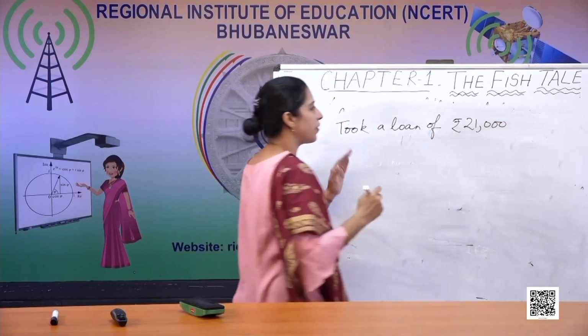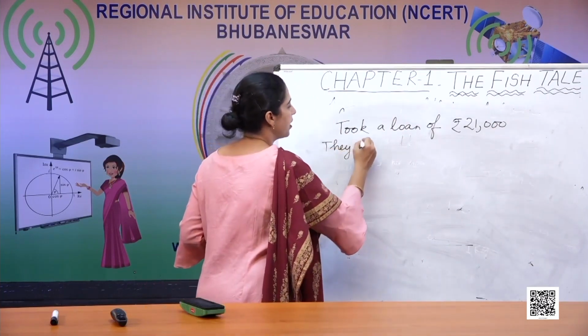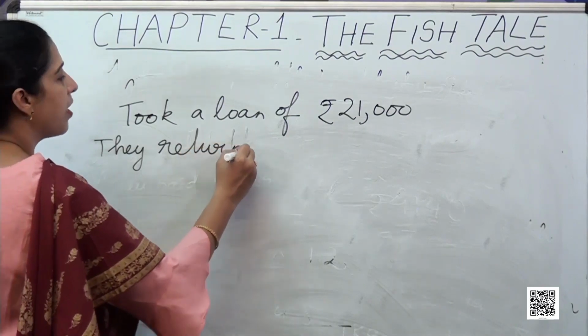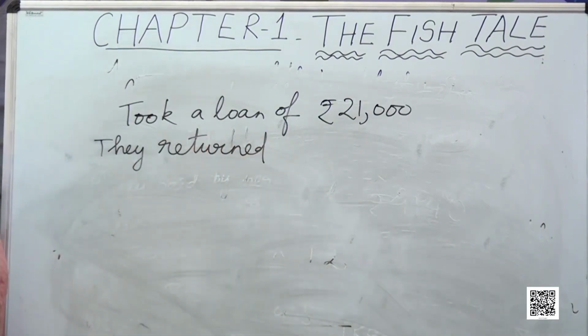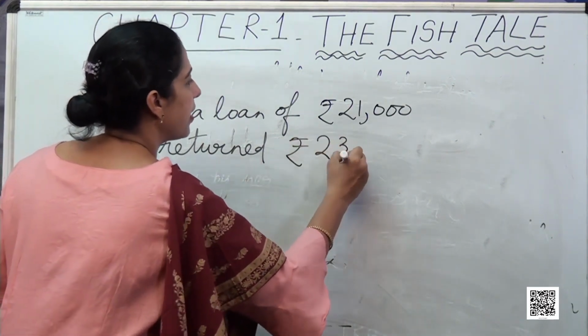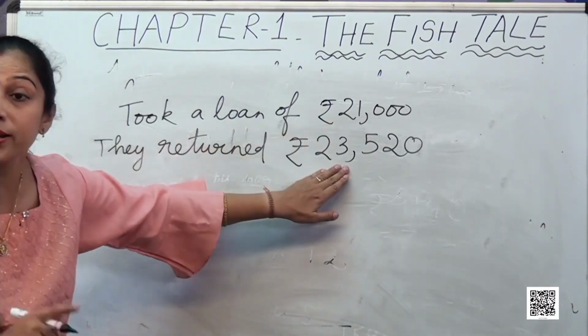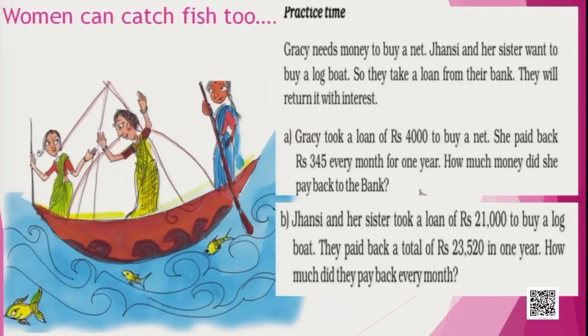Now they took a loan of 21,000, but how much did they return? They have to return something extra. So they returned rupees 23,520. You can see that this amount is more than the amount taken.